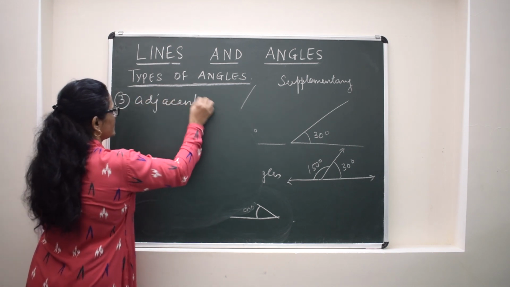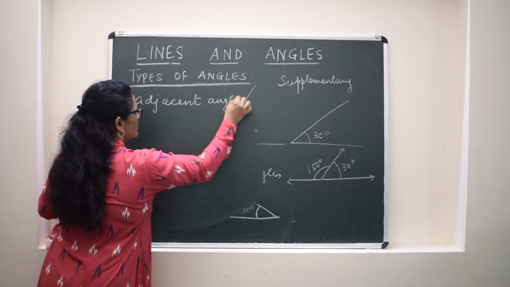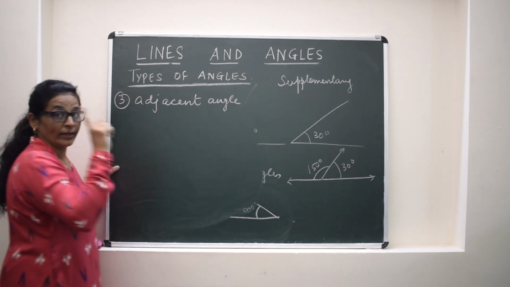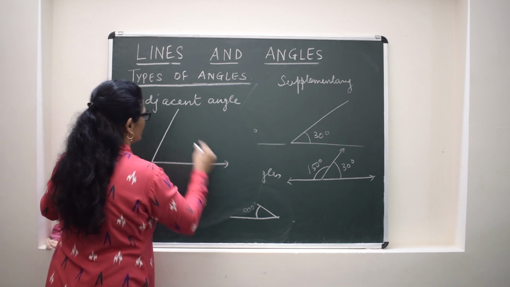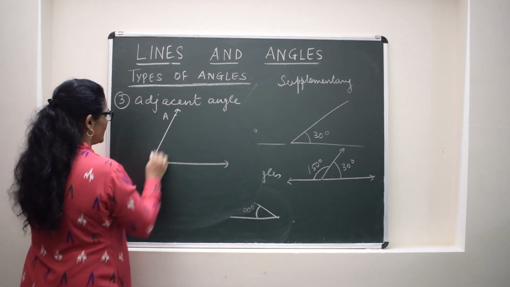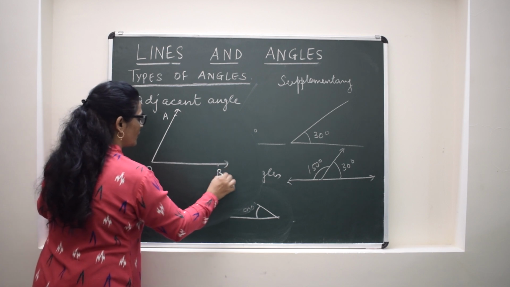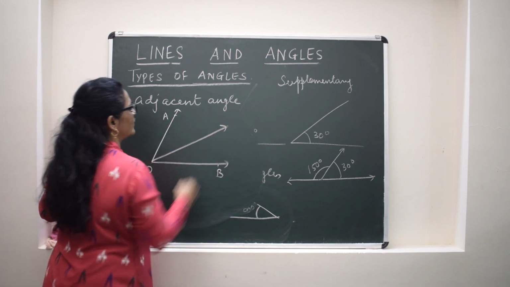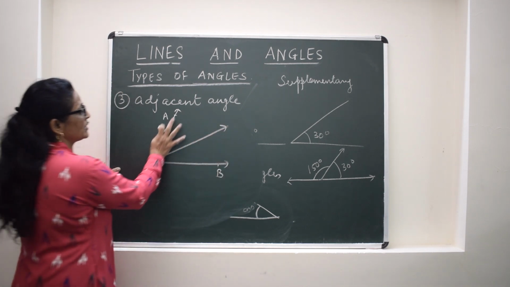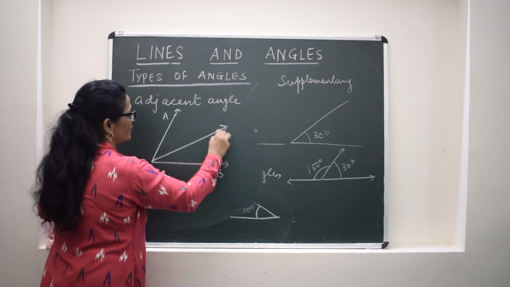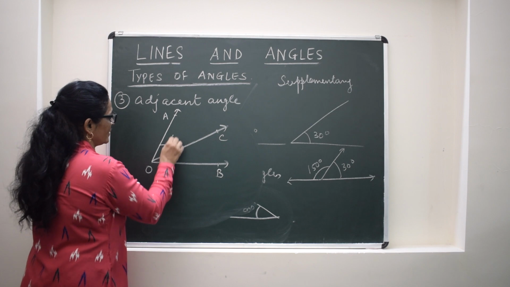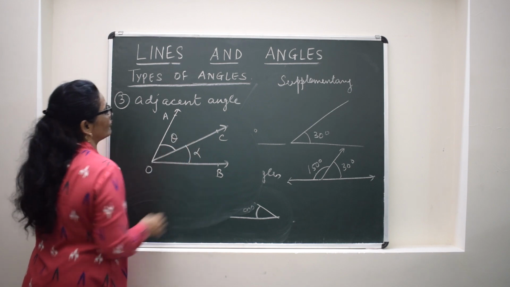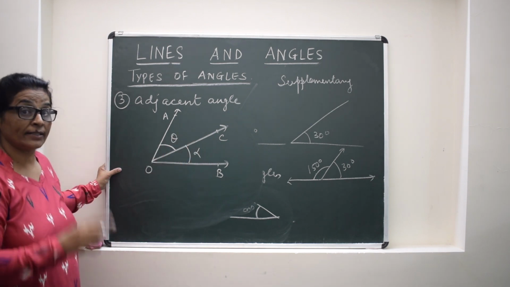Adjacent angles also share one arm. So if we say any two angles, for example, this is angle AOB and if we have just drawn one ray between this, in the interior of the angle, that is point C. So these two angles, angle theta and angle alpha, are called adjacent angles.